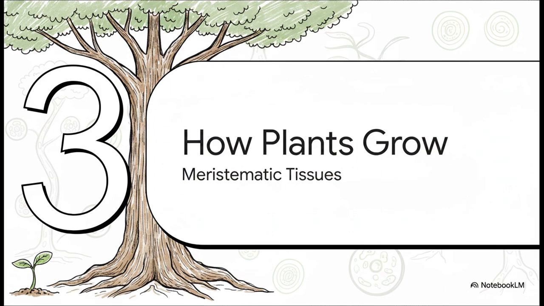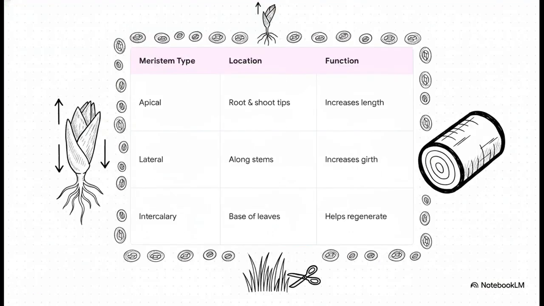Section 3. How plants grow. So what is the secret behind a tiny little seedling transforming into a massive, towering tree? Plants actually grow in very specific regions using actively dividing cells called meristematic tissue. You definitely need to know the three main types here.